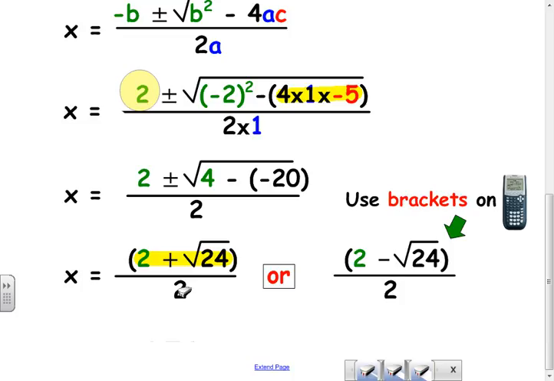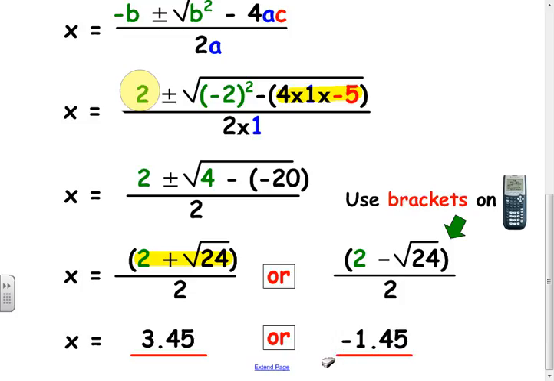Okay, so if you type that in properly, you should get 3.45 and negative 1.45. Now be careful, in the exam they will sometimes ask you for 1 decimal place or 2 decimal places, and you lose a mark if you don't do that.